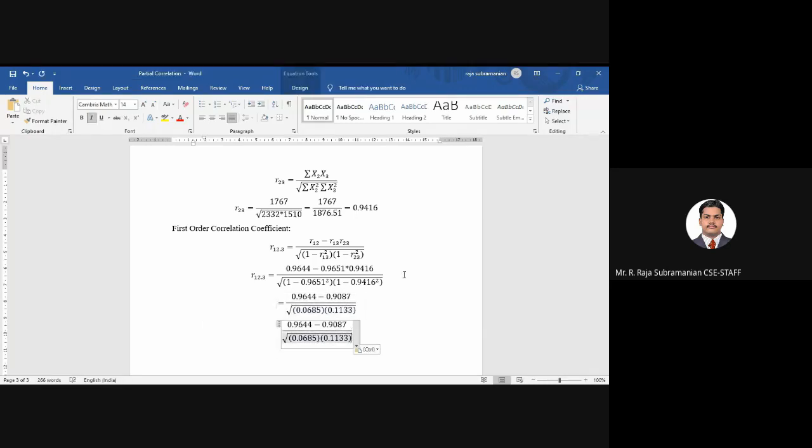And now do the numerator: 0.0557. 0.0557 divided by, after multiplying and taking the square root, 0.0296. What we said, 0.0296. Yes, sir. Okay. Final answer, Usha.